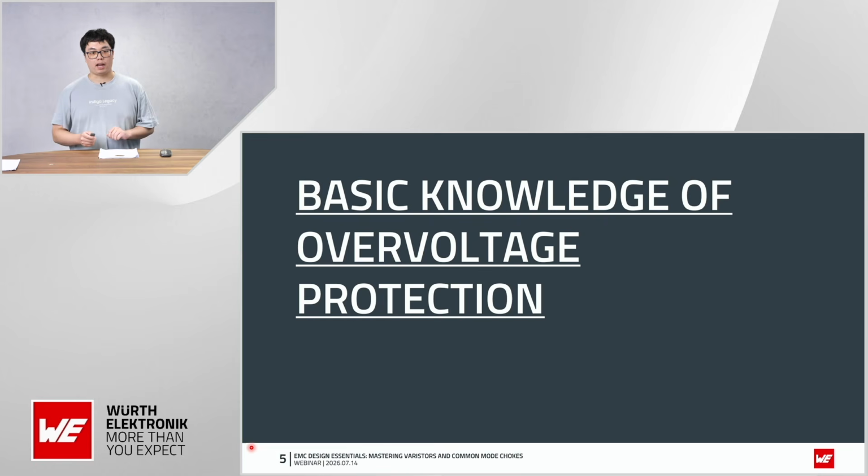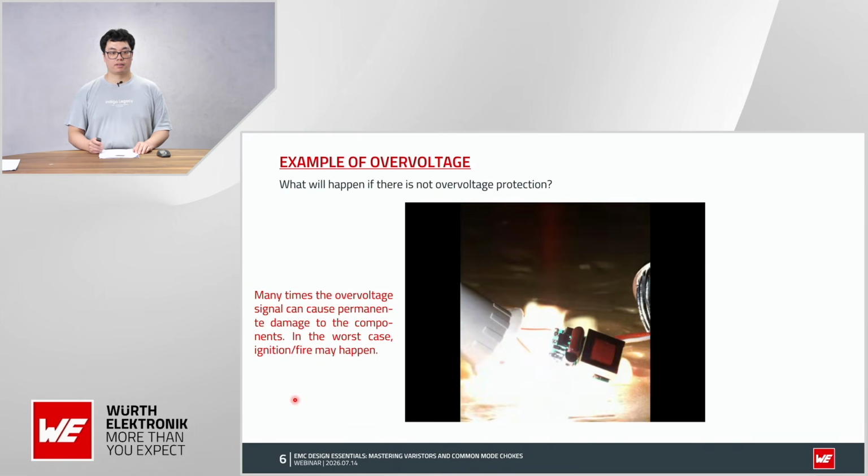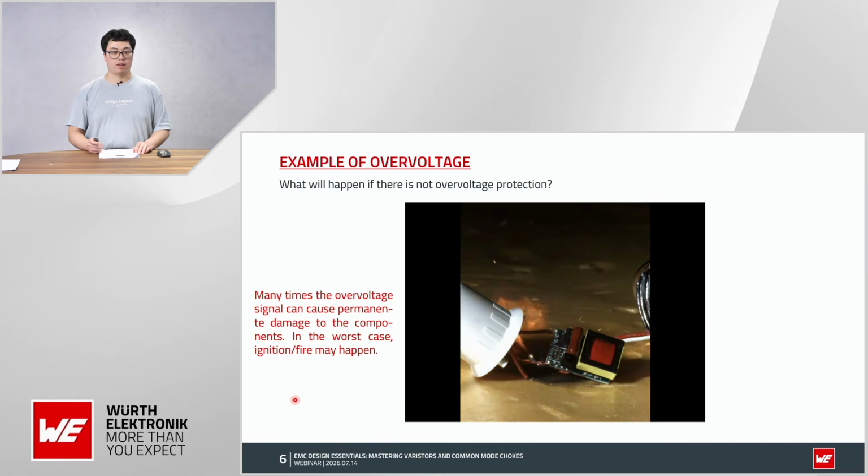Okay, now let us see some basic knowledge about overvoltage protection. Here you can find a good example. The circuit is connected with a power source, and we will give it an overvoltage signal. Okay, first the circuit exploded, and then the rest of the flash expanded everywhere, which may cause dangerous situations like a fire. Therefore, we need overvoltage protection to avoid this kind of issue.